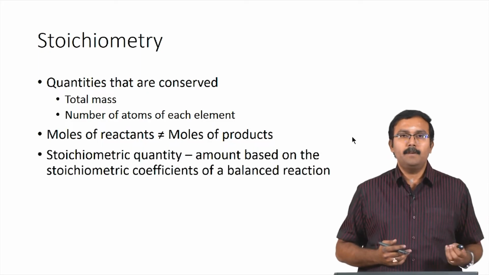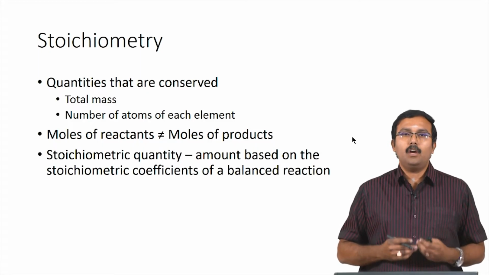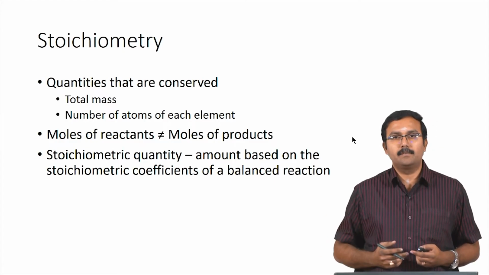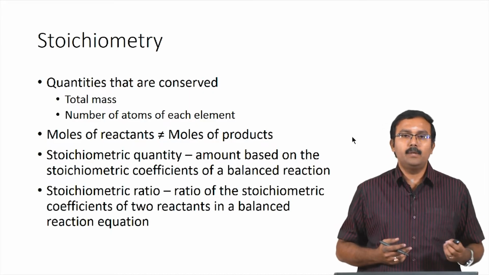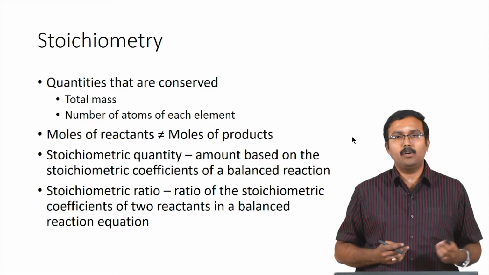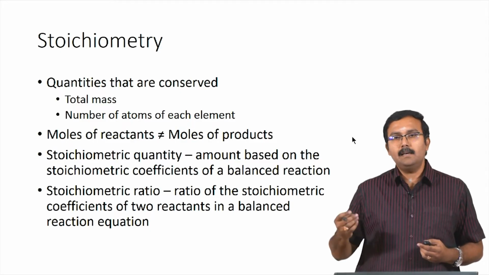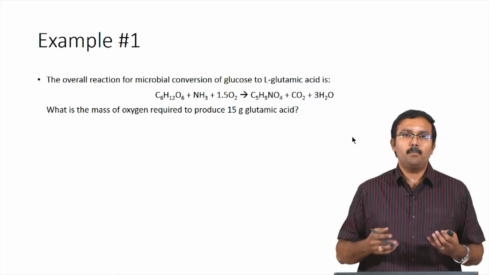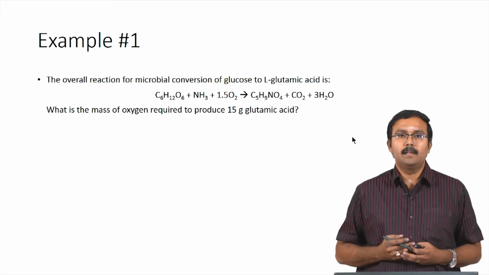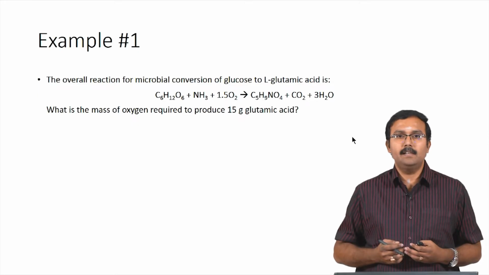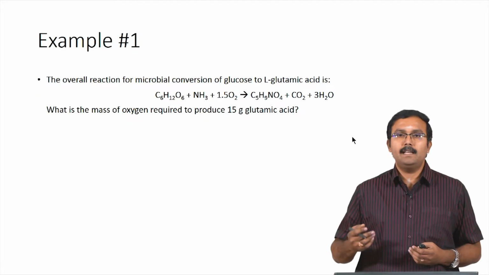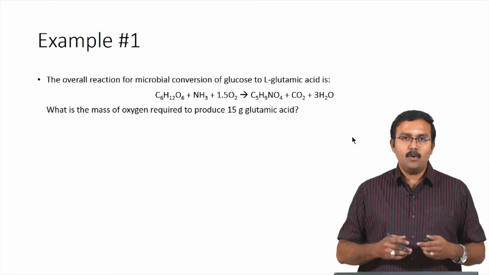We also need to know some terminologies such as stoichiometric quantity. Stoichiometric quantity is the amount based on the stoichiometric coefficients of a balanced equation, and stoichiometric ratio is given as the ratio of the stoichiometric coefficients of 2 reactants in a balanced reaction. So, here is an example problem to help us brush up on the fundamentals related to stoichiometry. The overall reaction for microbial conversion of glucose to glutamic acid is given here. You are asked to calculate the mass of oxygen required to produce 15 grams of glutamic acid. Let us now try and solve this problem.